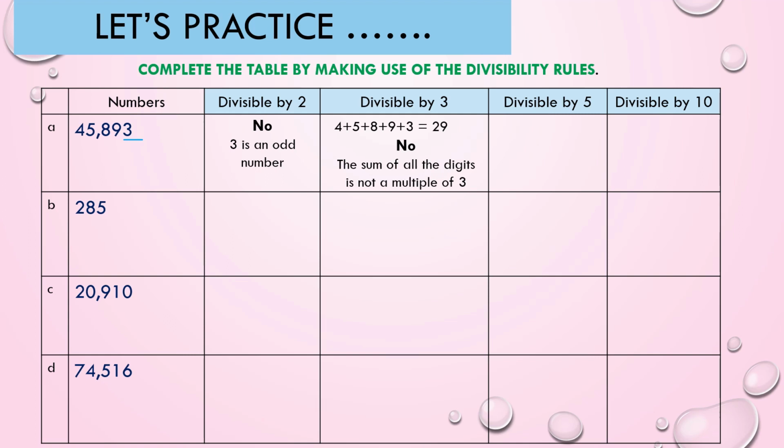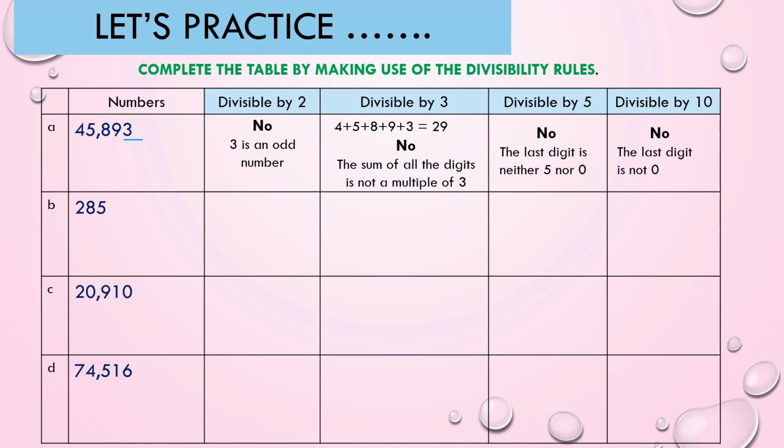ठीक है, 5 के लिए इजी है. फिर से हम एंड वाले डिजिट को देखेंगे यूनिट प्लेस के. ना तो ये 5 है और ना ही 0. इसका मतलब है इट इज नॉट डिविजिबल बाय 5. 10 के लिए भी हम चेक करेंगे यूनिट प्लेस के डिजिट को. इट्स नॉट 0, so it is not divisible by 10. No. Now let's move on to B.